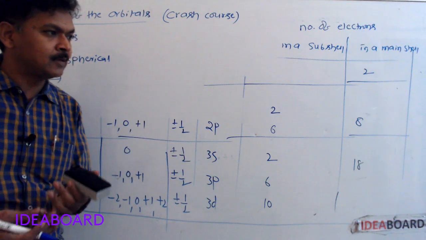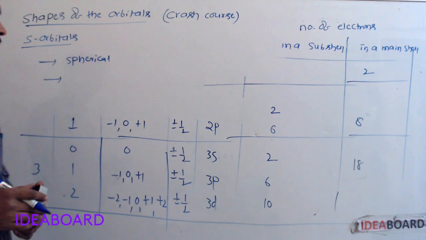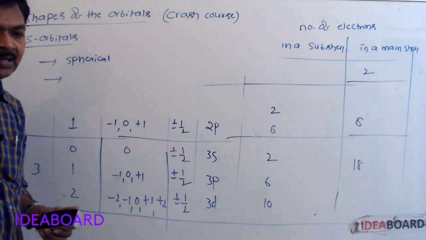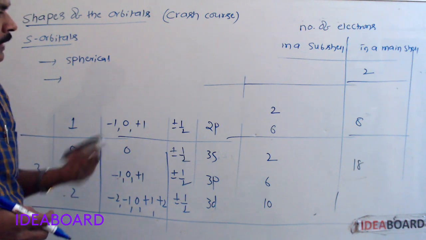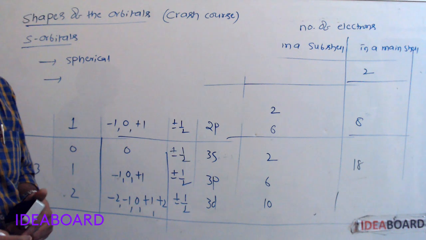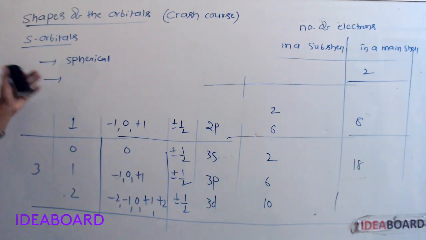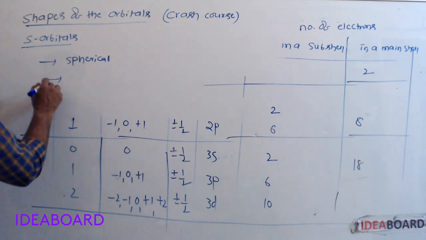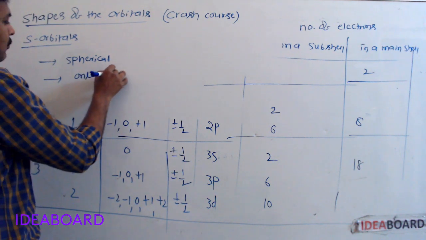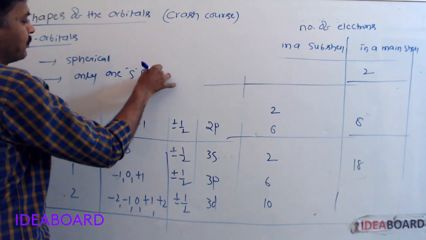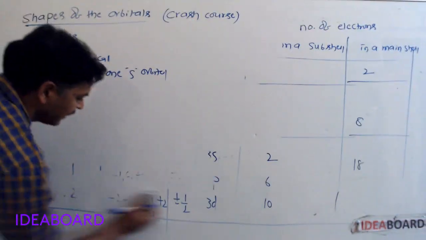For a given orbit, the number of s orbitals is only 1. If we take the first orbit, it contains only 1 s orbital. If we take the second orbit, it contains 2s. If we take the third orbit, 3s. So for each value of n, there is only one s orbital. S orbital shape is spherical shape.